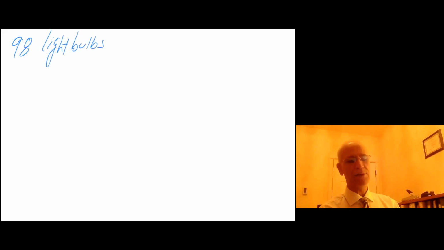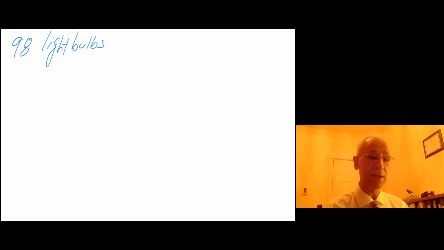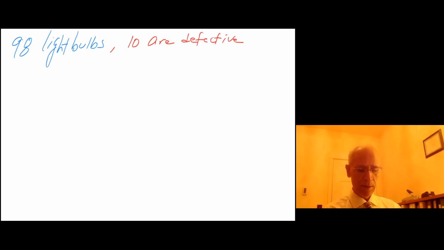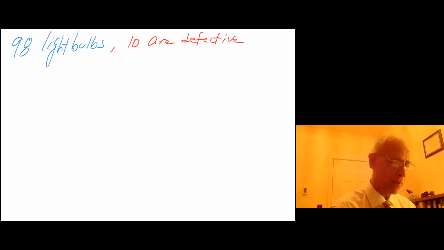Okay, so let's say in this problem that we are going to be discussing, suppose we have 98 light bulbs. And suppose that of this 98, 10 are defective. Okay. So what does this mean? That means that 88 light bulbs are good. So we randomly select 4.